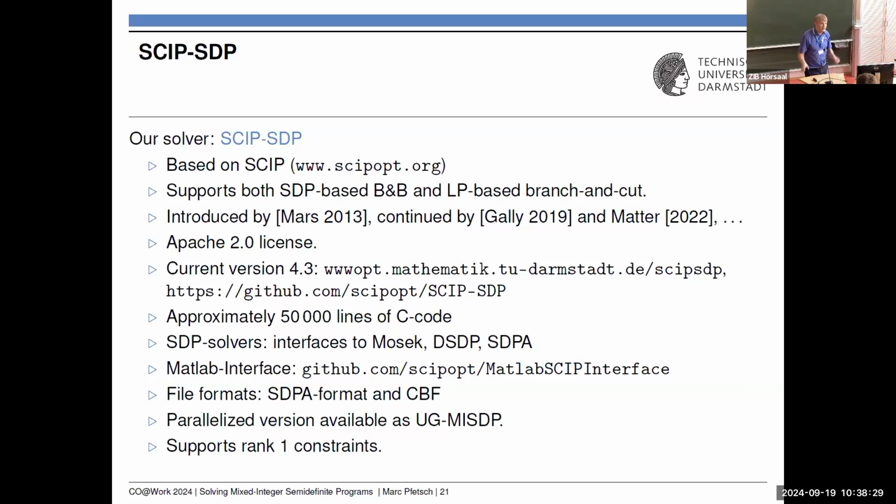It was developed in a series of dissertations. It's free. You have the links here. You can download it. You can check. There's even a MATLAB interface. It needs interior point solvers to solve the SDPs, or any solver actually. Currently, it interfaces to Mosek, DSDP, and SDPA. And you can read in several file formats. Also, there's a parallelized version, and it supports rank 1 constraints, which are even harder to solve, but just as a side comment. So, okay, this is one solver.